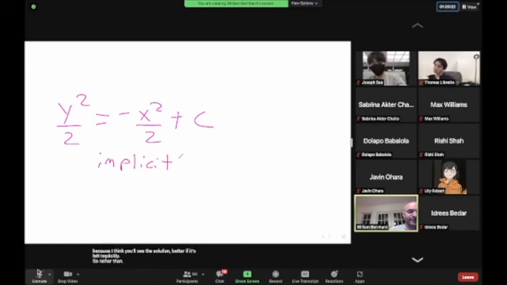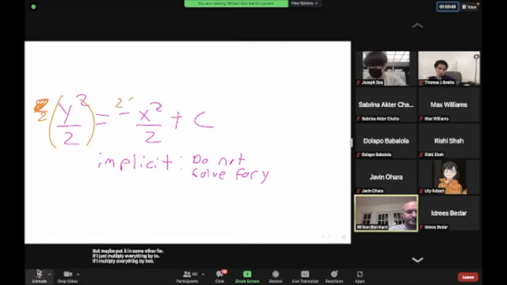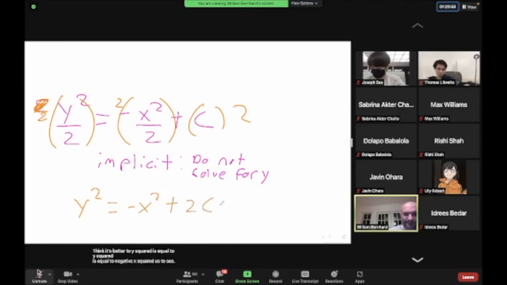So rather than solving for y, so I'm going to say implicit, do not solve for y, but maybe put it in some other form. If I just multiply everything by 2, I think it's better. 2y squared is equal to, of course I'm doing it wrong, y squared is equal to negative x squared plus 2c.